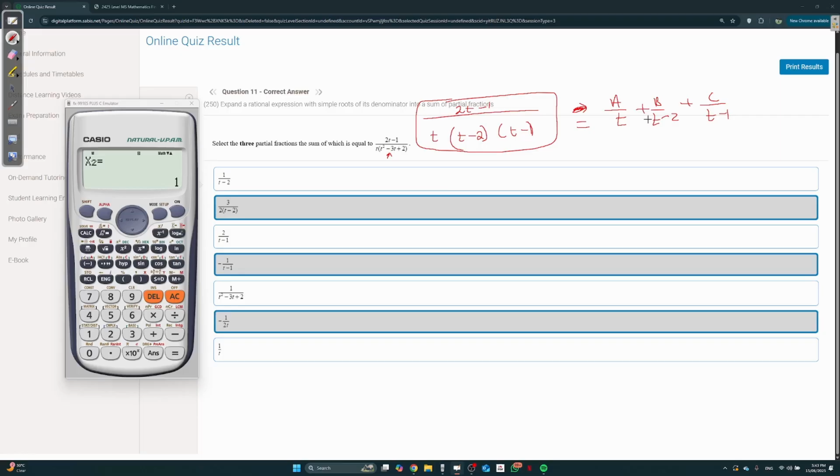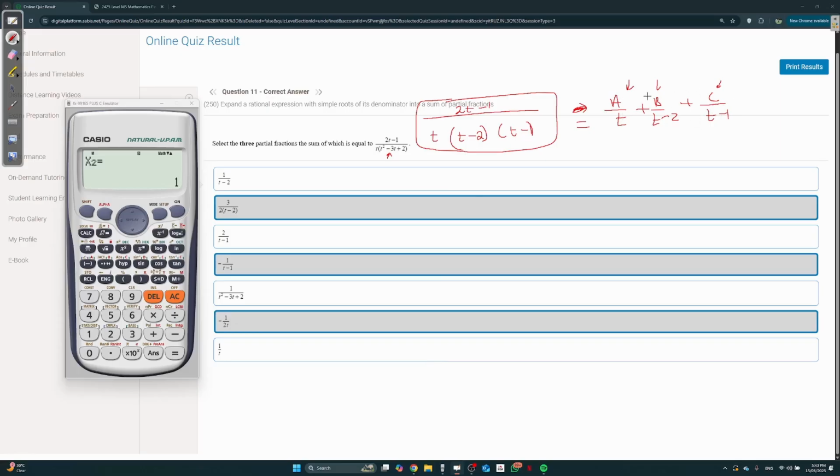So let's start. As you can see also, none of my factors are quadratics. You see here t, t minus 2, t minus 1, none of them are quadratics. So that means I only have constants as my numerators, as opposed to the past two questions that we solved, where we had linear expressions as numerators. So this is a very easy one. Inshallah, they're all like this in the exam.